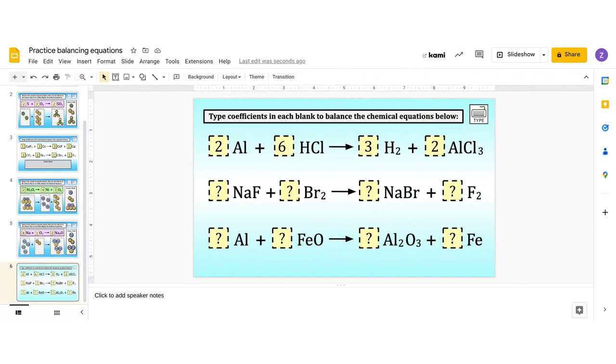Go to the next one here. All right, so we've got an F2 on the product side, and we have an F on the NaF. So what do you think we should put in that NaF to help get that F2? A 2. Yep, do that. Put that in where it says NaF. Put 2 in there.